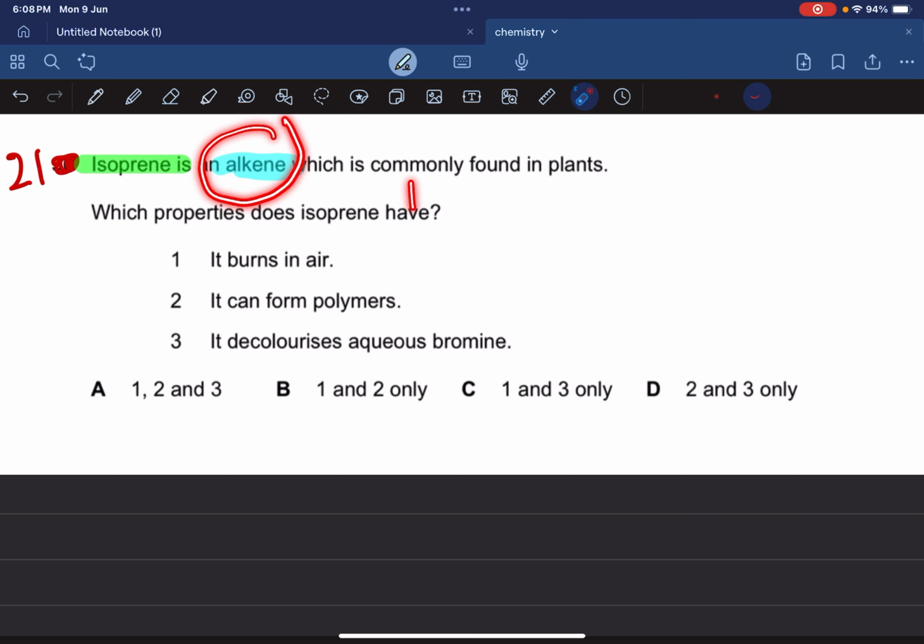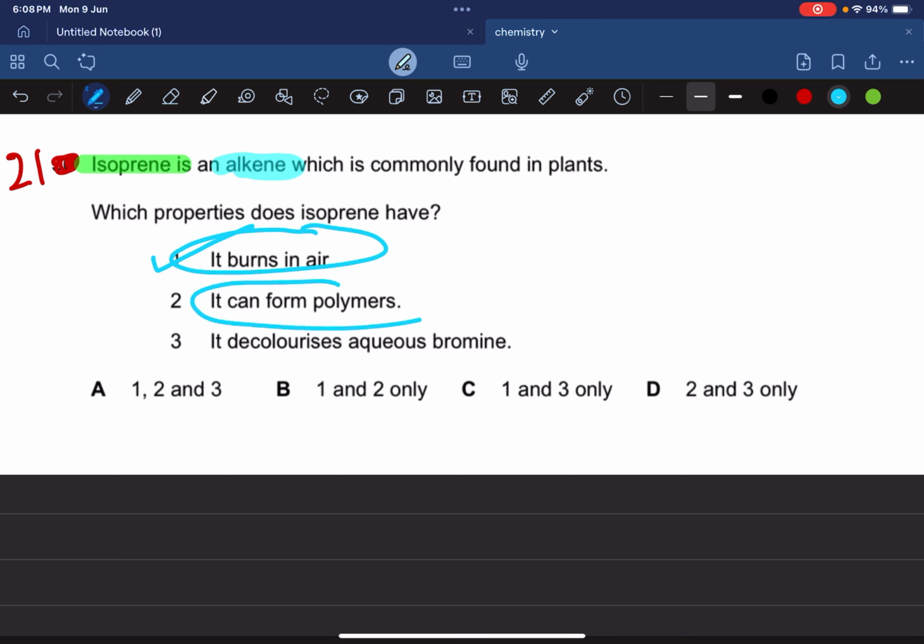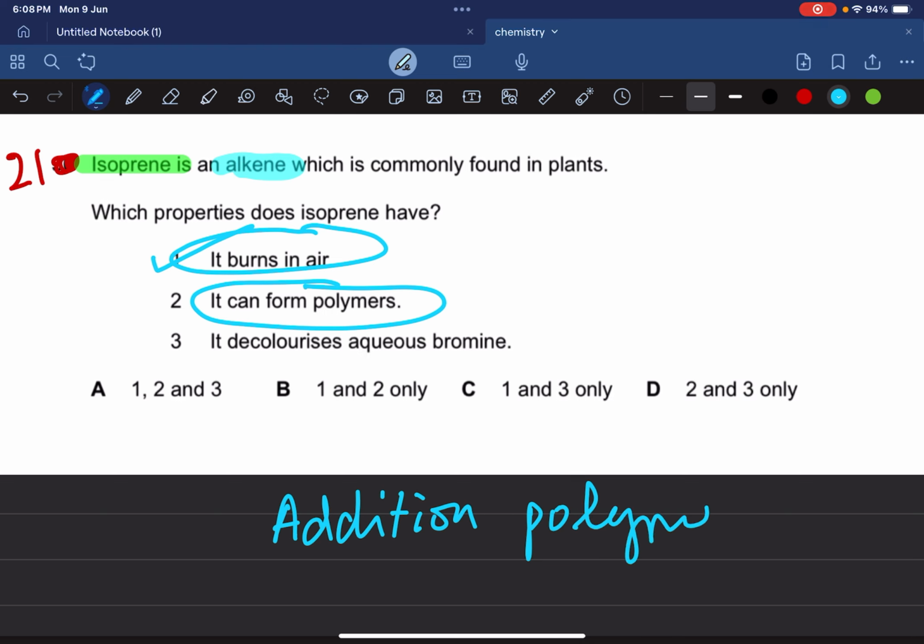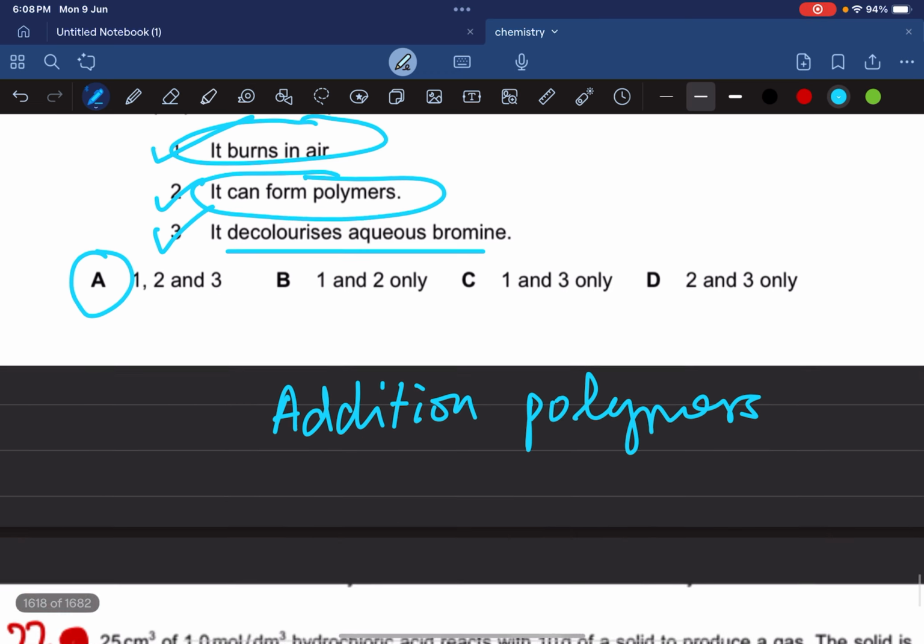I'll stick to the basics. I know that alkenes can burn in air, alkenes can combust, so option A is going to be correct. It can burn in air, it can undergo combustion reactions. It can form polymers: I know that alkenes can form addition polymers, so this is correct. It can decolorize aqueous bromine: I know that alkenes can decolorize aqueous bromine when the double bond breaks and bromine attaches to each carbon, so it's going to be option A.